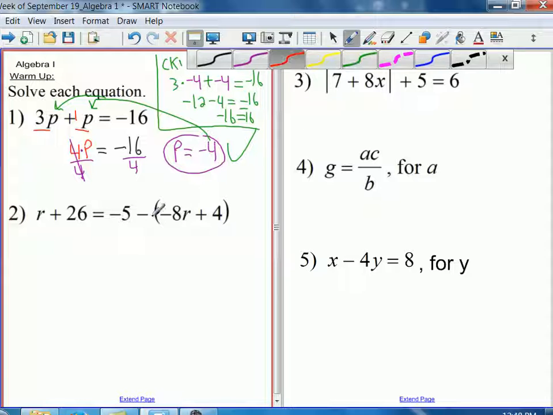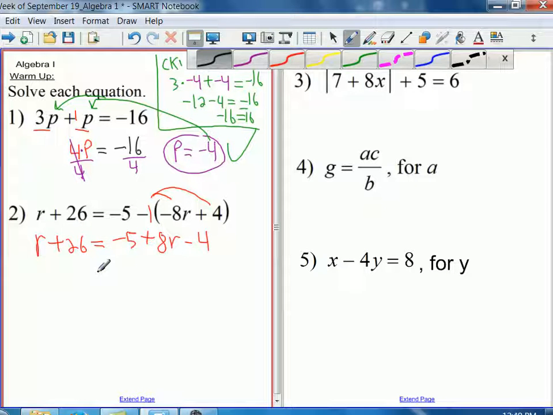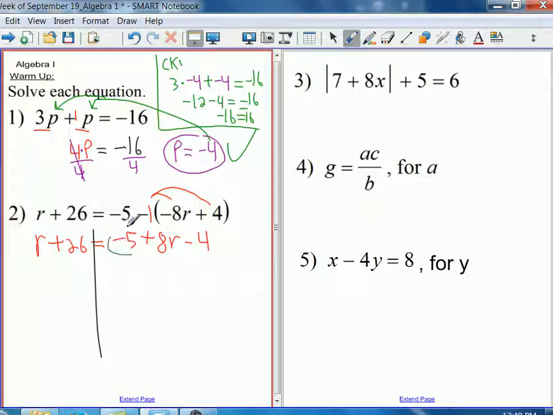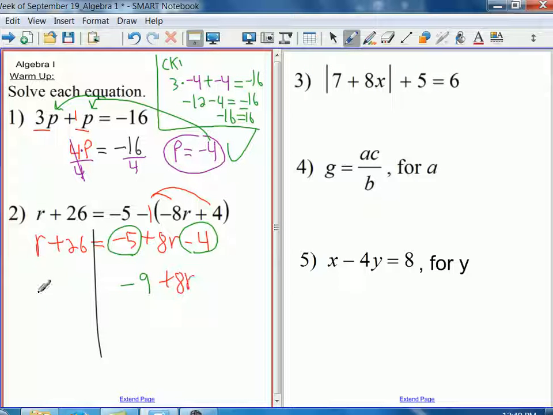If we look at our second one, we should imagine a 1 here, and we should distribute this negative. So in the beginning it's pretty simple. It's r plus 26, then we have negative 5, and then distributing negative times a negative is a positive 8r, and negative times a positive is a negative 4. So then we just work on this equation. You might see some similar terms here, the negative 5 and the negative 4, and that gives you negative 9. Otherwise the 8r and the r plus 26 are staying the way they are for now.